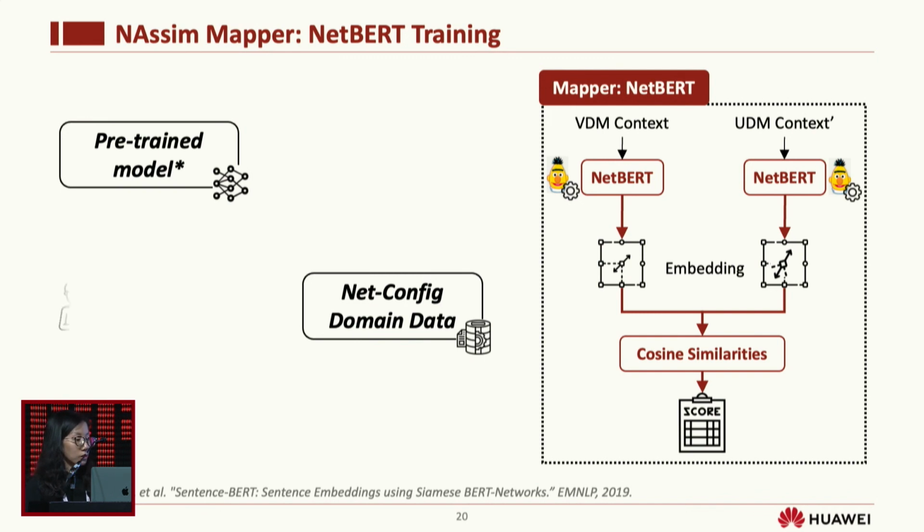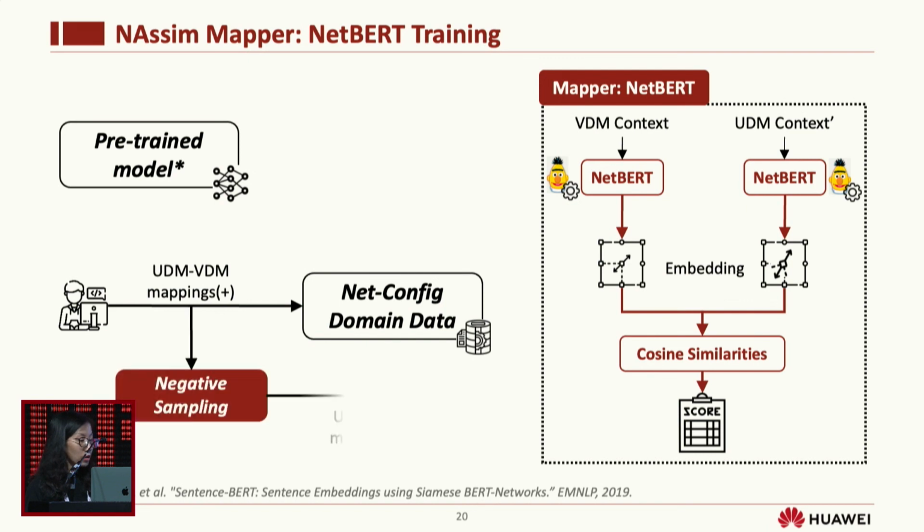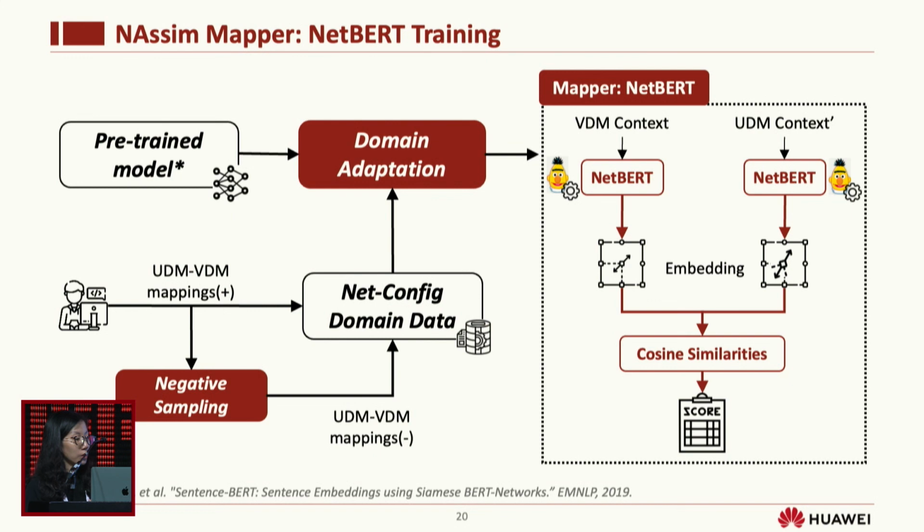To generate it, we leverage a few mappings labeled by the experts. And these are all positive pairs. Thus, we use random sampling to generate negative pairs and to form the whole domain data set. And then we leverage this domain data set to conduct domain adaptation fine-tuning to get NetBERT.